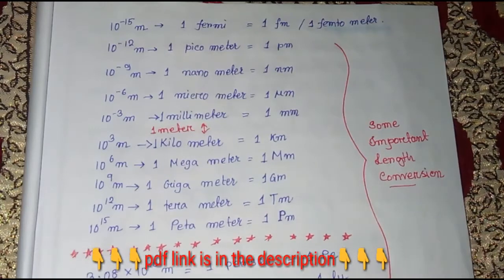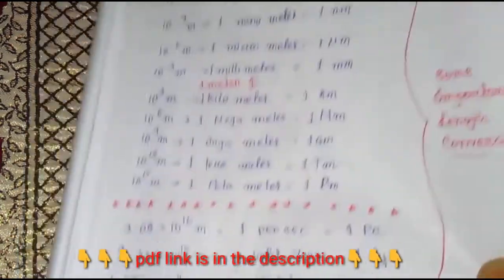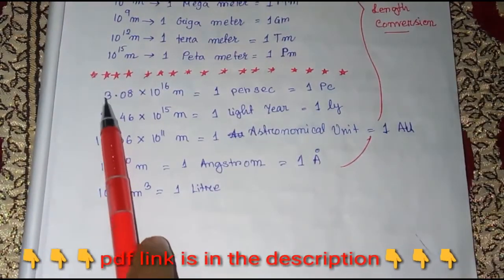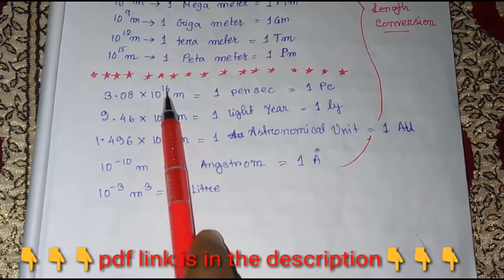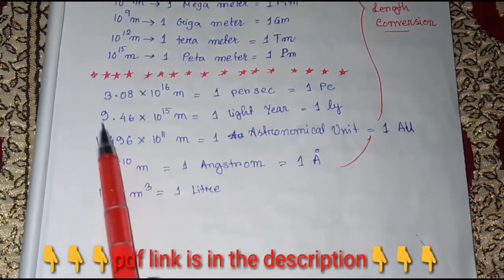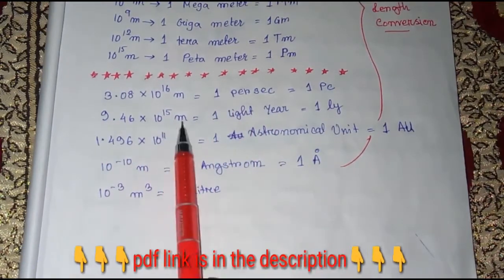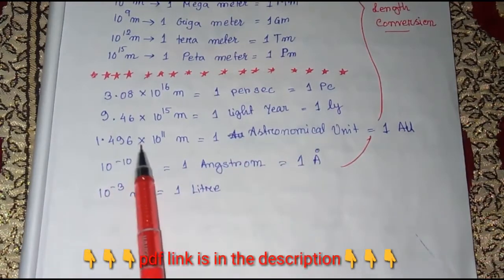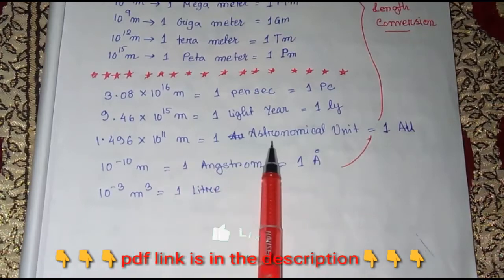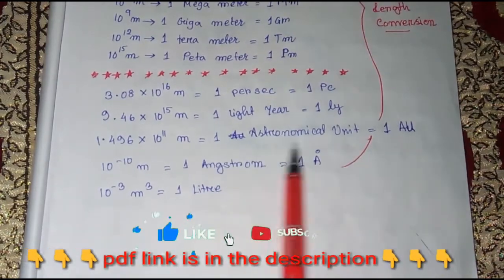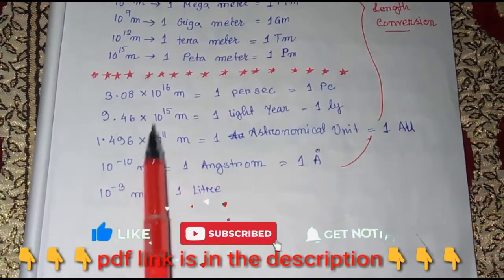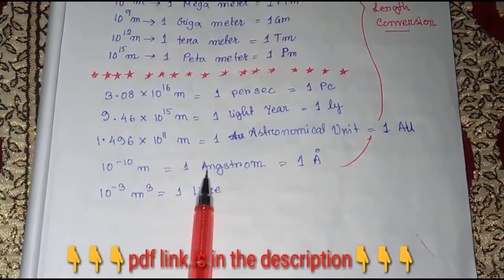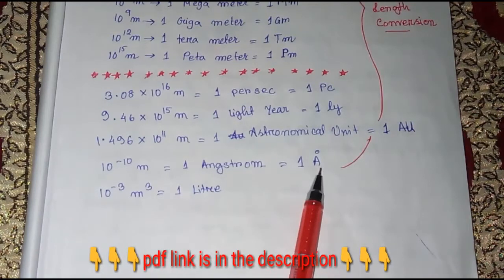Let's see some other important length conversions which we are going to use for our numericals. So 3.08 into 10 to the power 16 meter is called 1 parsec. 9.46 into 10 to the power 15 meter is called 1 light year. 1.496 into 10 to the power 11 meter is called 1 astronomical unit. This is the distance between the earth and the sun. And 10 to the power minus 10 meter is called 1 angstrom. It is written like that.